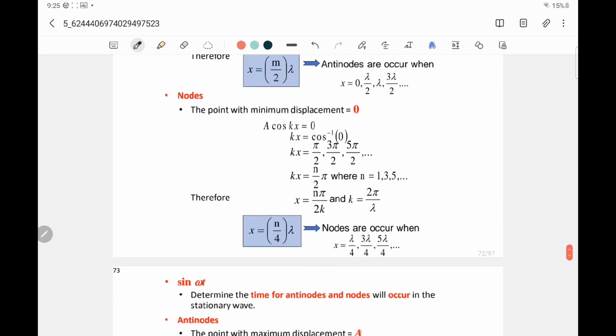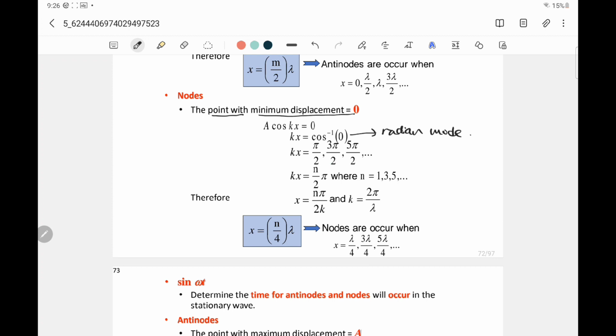Alright, so we go to node. What is node? Node is a point with minimum displacement. Minimum displacement is 0. So we have cos kx equal to 0, and then you have kx equal to shift cos 0. Alright, so when we press the calculator, make sure your calculator is in radian mode. Alright, so if you press the calculator, shift cos 0, we have pi over 2.